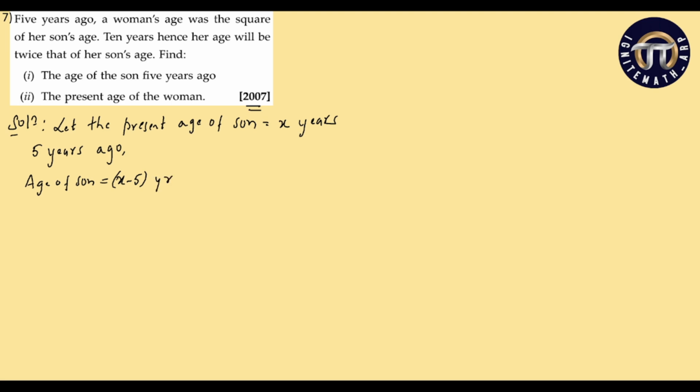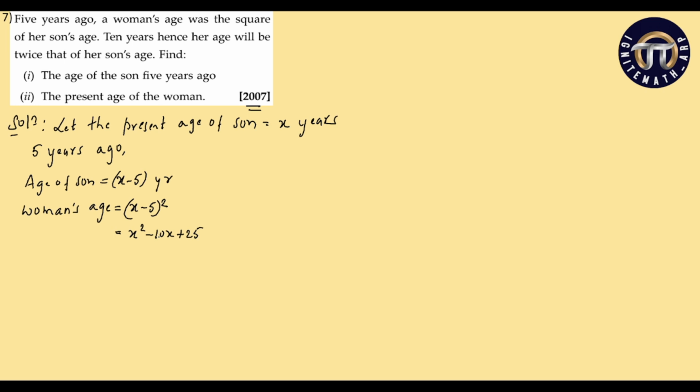Correct, children? Okay. 5 years ago, the woman's age was the square of her son's age. So I can say the woman's age is equal to (x minus 5) the whole square. That is nothing but x square minus 10x plus 25. This was the age of the woman 5 years ago.